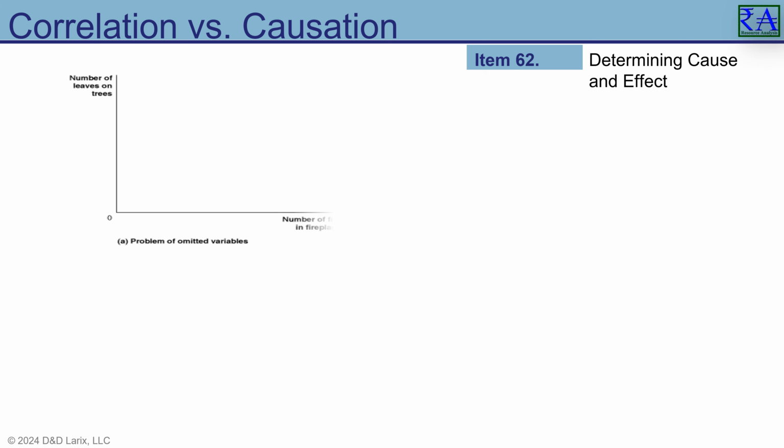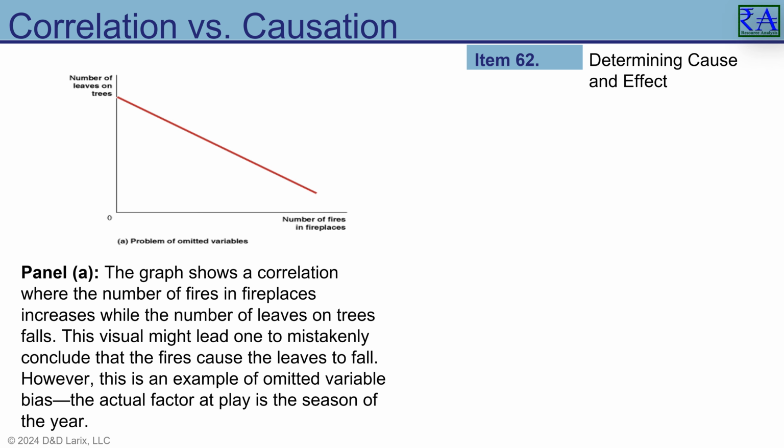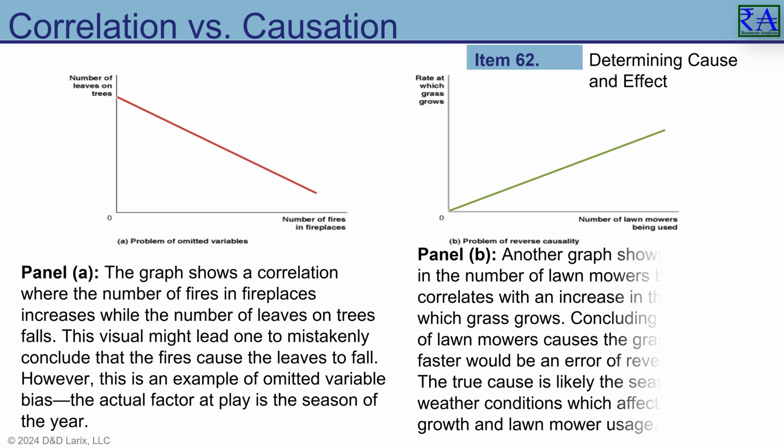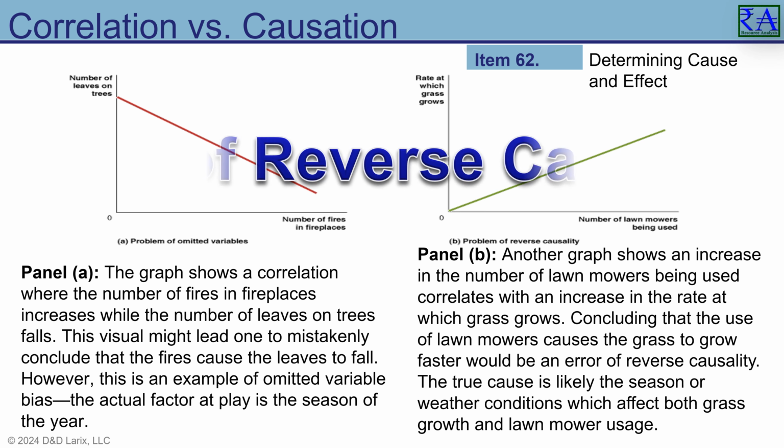Using graphs to draw conclusions about cause and effect can be hazardous. In panel A, we see that there are fewer leaves on the trees in neighborhoods when many homes have fires burning in their fireplaces. Well, we cannot draw the conclusion that using fireplaces causes the leaves to fall because we have an omitted variable, the season of the year. In panel B, we see that more lawnmowers are used in a neighborhood during the times when the grass grows rapidly, and fewer lawnmowers are used when the grass grows slowly. Well, concluding that the lawnmowers cause the grass to grow faster would be making the error of reverse causality.